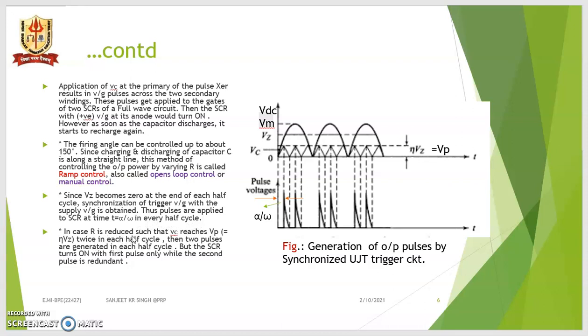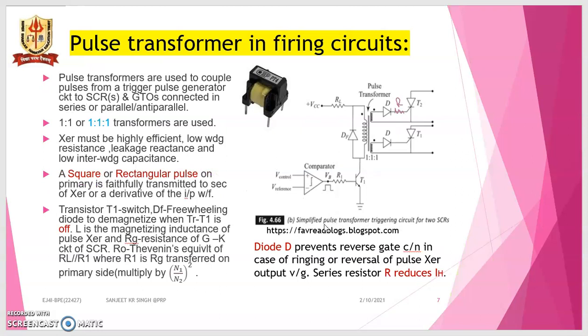In case R is reduced such that Vc, the voltage across the capacitor, reaches Vp, that is eta times the Zener diode voltage, twice in each half cycle, then two pulses are generated and the SCR is turned on with the first pulse itself. The second pulse is redundant.